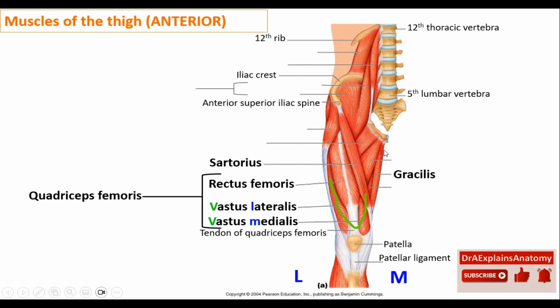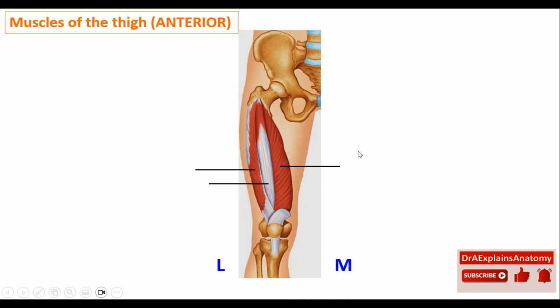This is the gracilis muscle. So the gracilis and the sartorius muscles. We removed the rectus femoris muscle. Now we can see the vastus lateralis on the lateral aspect, the vastus medialis muscle, and this is the vastus intermedius muscle.